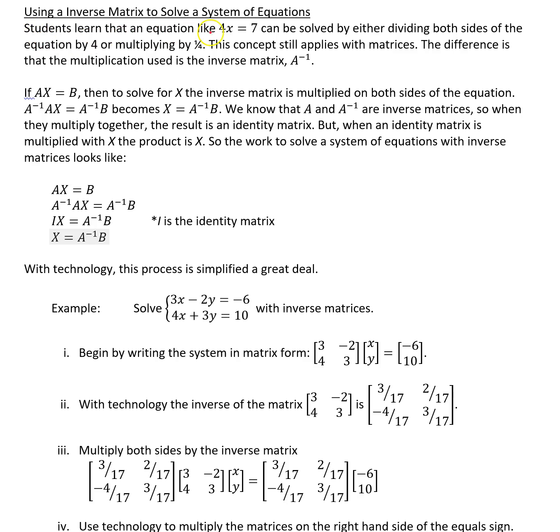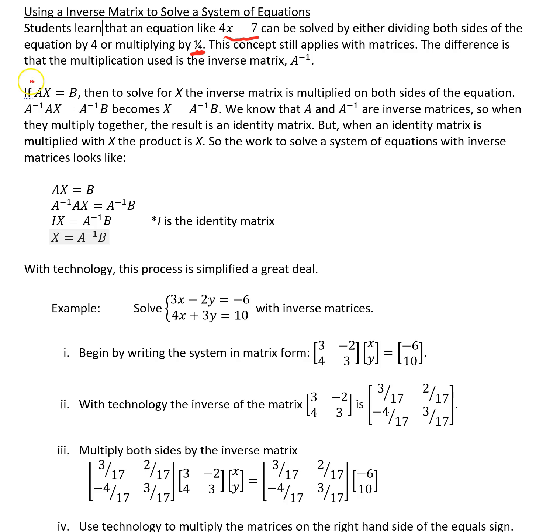Students learn that an equation like 4x equals 7 can be solved by either dividing both sides of the equation by 4 or multiplying by 1/4. Remember, when you multiply by 1/4, that's the same as the multiplicative inverse. This concept still applies with matrices. The difference is that the multiplication used is the inverse matrix.